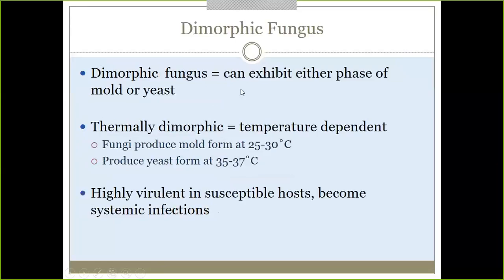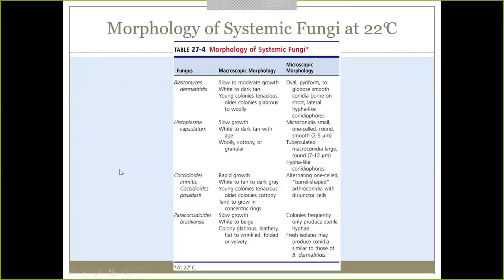So here's the definition of what a dimorphic fungus is. It means it could be a mold or yeast, and it's going to depend on the temperature. So a mold form is going to occur more at room temperature, 25 to 30 degrees. A yeast is going to occur more at body temperature, 35 to 37 degrees. So please keep that in mind with the temperatures in which each phase occurs. And they are all highly virulent. They're really good at causing infection, especially if it's a susceptible host. All right, so I think this came right out of your book, kind of what they look like under the microscope and under the colony morphology on all of them.